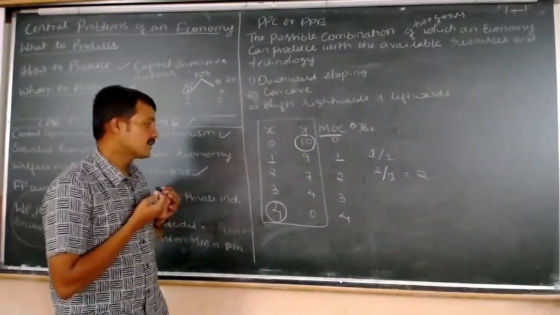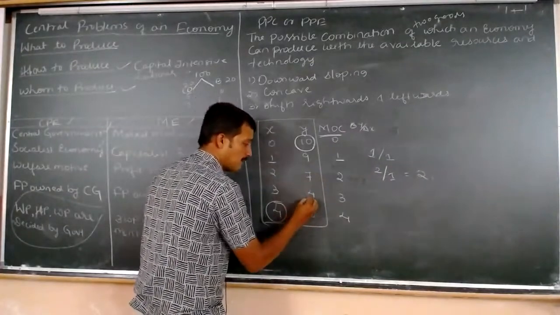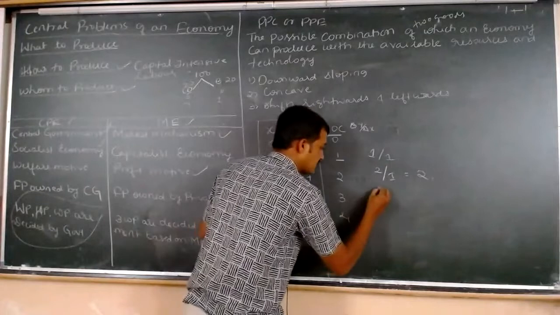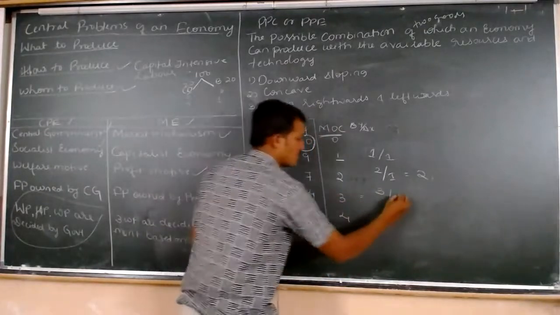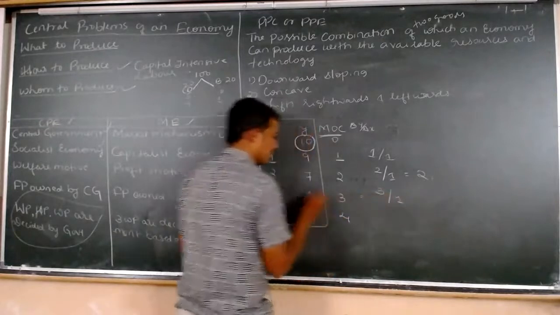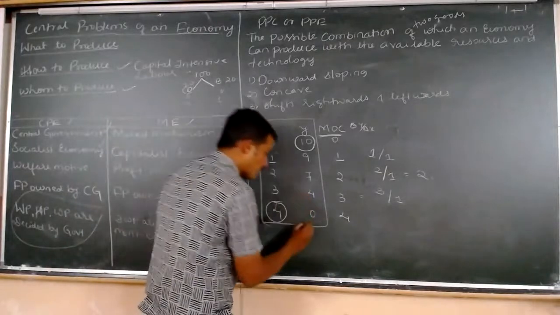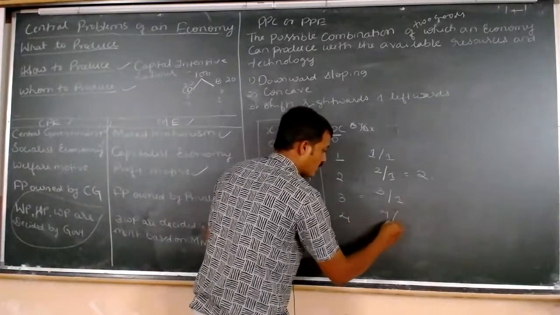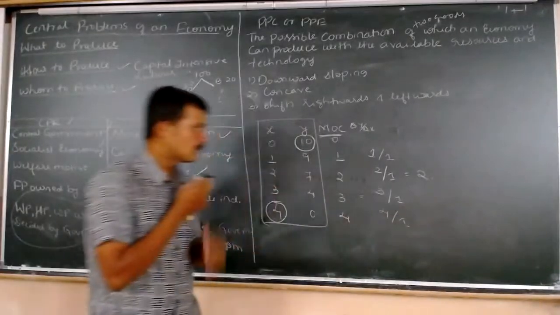The next one is, the change in y is 7 minus 4, that is 3, divided by the change in x is 1 because 2 to 3 happened. So what is the result? That is 3. And the last one is 4 minus 0. The change is 4 and here the change is 1. So 4 divided by 1 will be equal to 4.